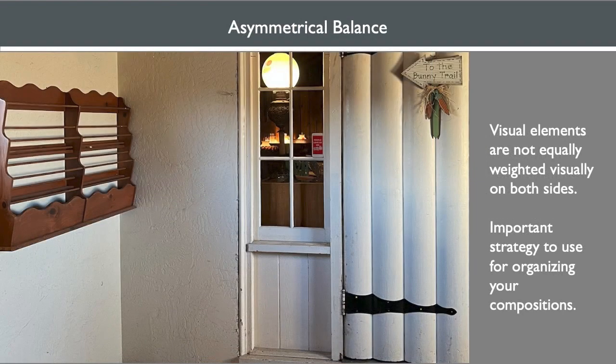Asymmetry is when items are not equally weighted visually on both sides. Asymmetry is an important type of balance that can be used with the rule of thirds to organize your composition.